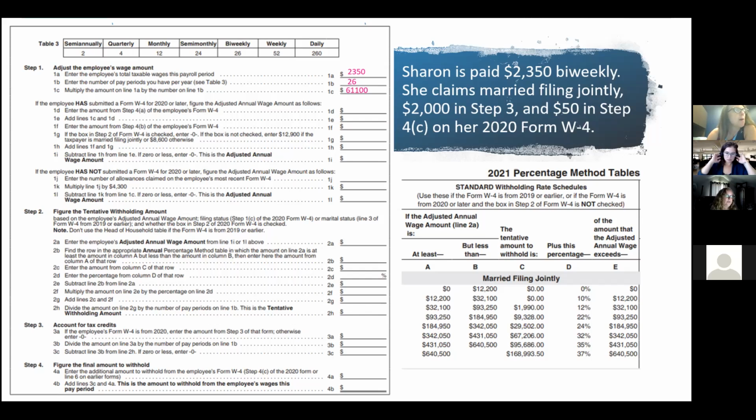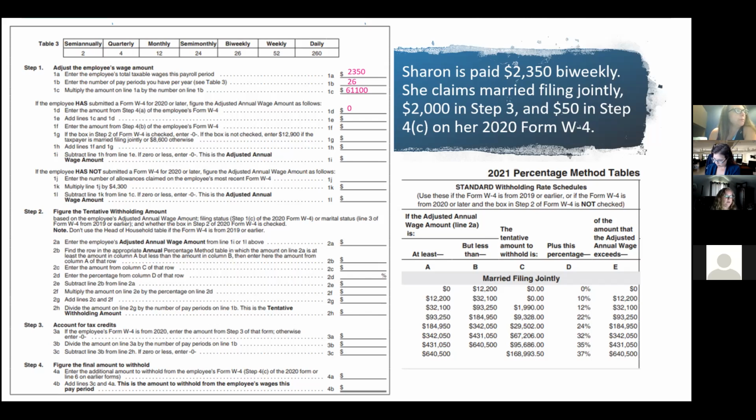Jumping right down into the next piece, it says if the employee has submitted a Form W-4 for 2020 or later, then we're going to use this next section. She does have a Form W-4 from 2020 or later, so that's the section we're going to use. So line 1D says enter the amount from step 4A of the employee's Form W-4. They didn't tell us she put anything on that line in the information they gave us, so we have to assume it's 0. If they didn't tell us, we have to assume it's 0. So we're going to put 0 there.